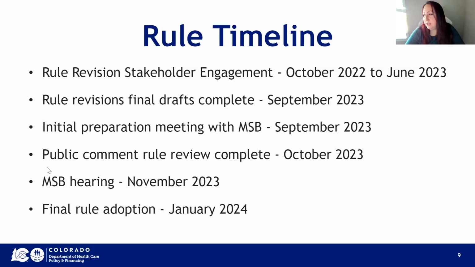Our rule timeline: we started the stakeholder engagement in October and our final is today, June 27th, for our final reviews. The drafts we want to have completed by September of 2023. Again, all those drafts that you see, we are still working on them because we have to get them updated with everything that we have said that we are going to update. So initial, and then getting it in for that e-clearance. Our initial preparation meeting with the Medical Services Board will be September, public comment in October, and our hearing we hope to have in November. Final rule adoption, again, January 2024.